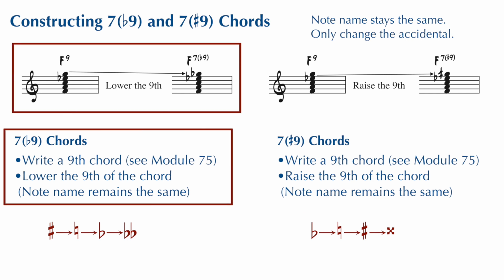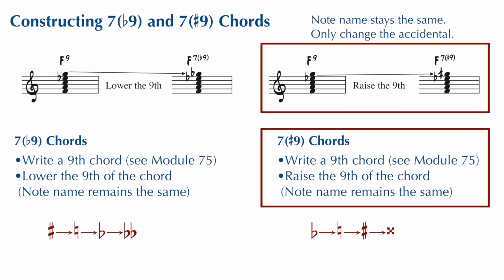So if you wanted to write an F7 flat 9, first thing you would do is write an F9 chord. That's going to be F, A, C, E flat, and G. Then we lower the 9th of the chord. The 9th is G, change that G to a G flat, and then we have F, A, C, E flat, G flat, or F7 flat 9.